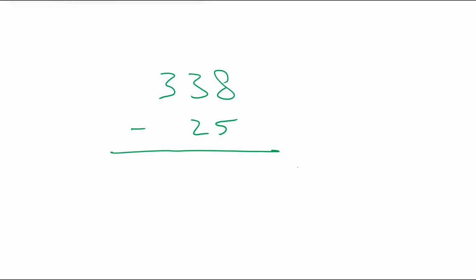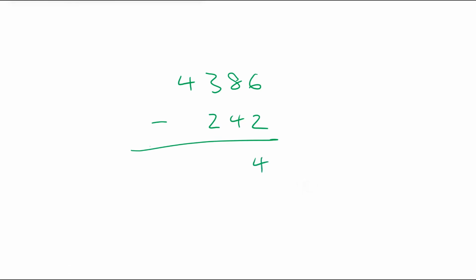Now, we have 8 take away 5. That will give us a 3. We have 3 take away 2. That'll give us 1. And we have 3 take away, well, there's nothing below it, so we won't take anything away. And there's our answer. 338 minus 25 is equal to 313. So you can see it's quite similar to the method for doing addition. We line up the place values and then just do it column by column, bit by bit. When we run out of bits, we call that finished.